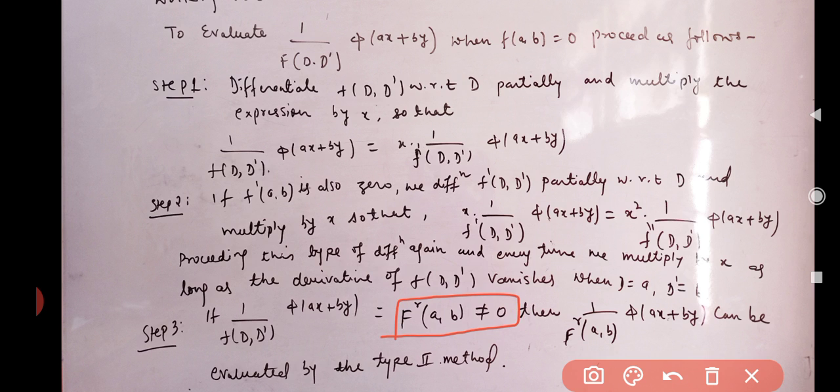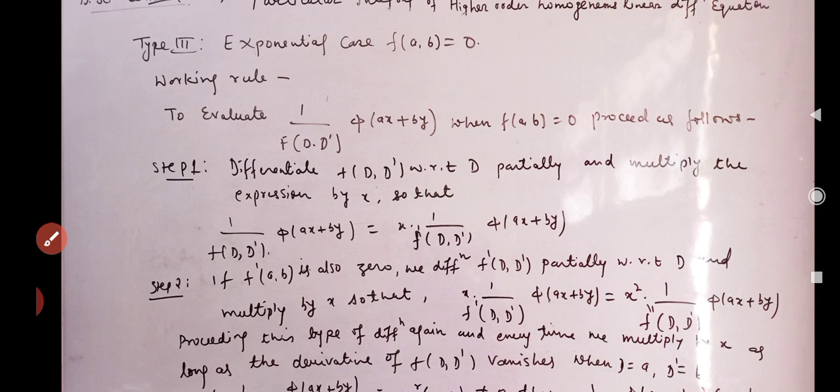then we will use this one: 1/f^(r)(a,b) phi(ax+by) can be evaluated by the type 2 method. Here we have to use type 2, and we know the process of type 2, how we can solve type 2. So in this way we can solve the type 3 problems. I hope you all understand it very well. In the next lecture we will do problems based on type 3. Thank you all.